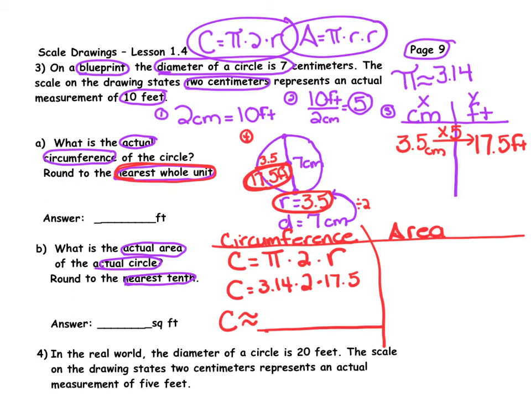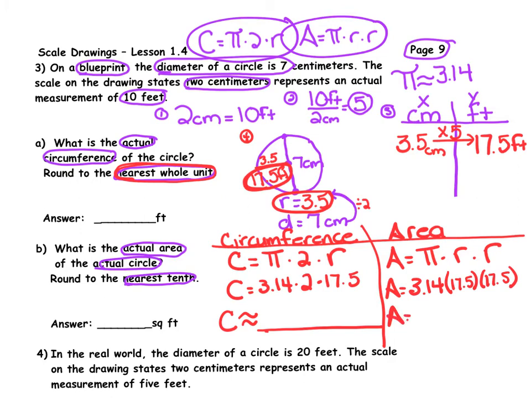Now for area, let's set this up on the page. You're going to take area equals pi times r, and once again, when we substitute for pi, we're going to use 3.14 times 17.5 times 17.5.